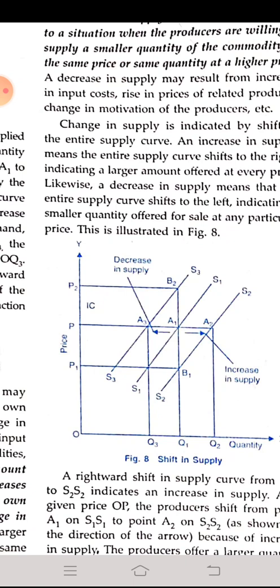Here you can see the other factors are changing, not the price of that single commodity. As the prices of other factors are changing, you can see there is a decrease in supply, and the supply curve is shifting towards the left from A1 to A3. As it went to A3, the supply curve S1 has shifted to S3, as the price of that same commodity remains constant.